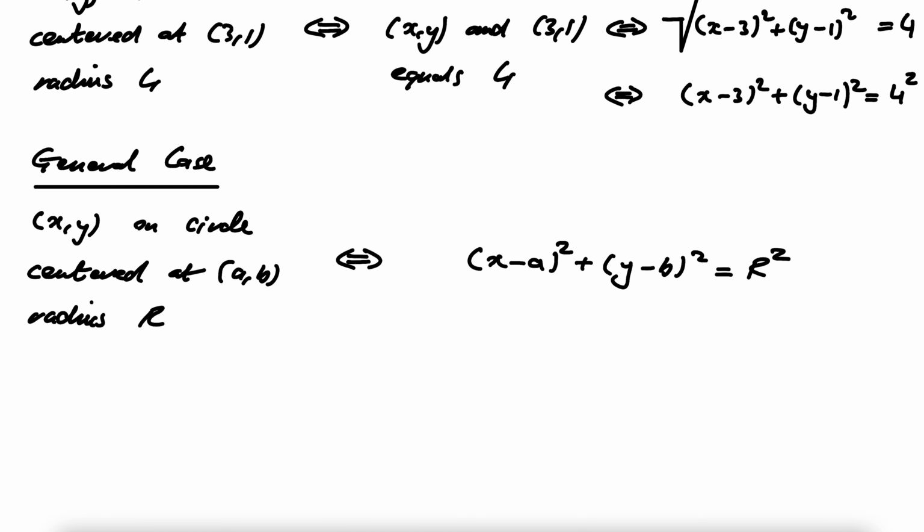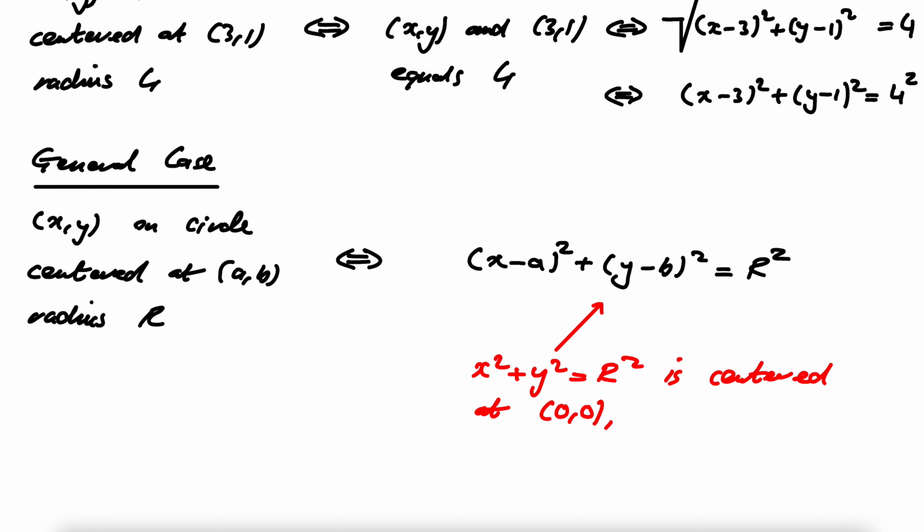And a special case would be x squared plus y squared is equal to r squared. That's a special case, right? It's centered at 0 comma 0, which is the origin, which is the crossing of the x and y axes. The origin.